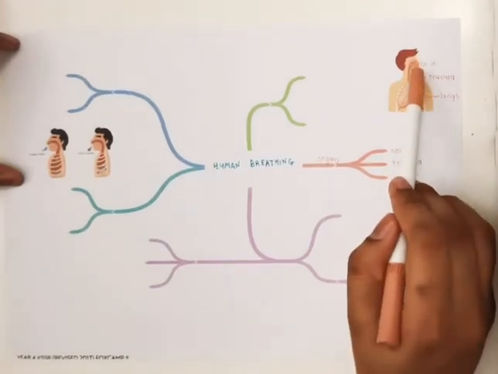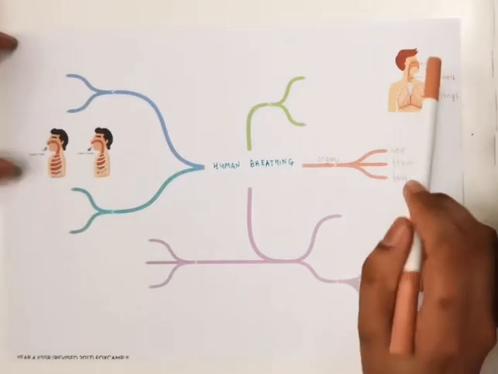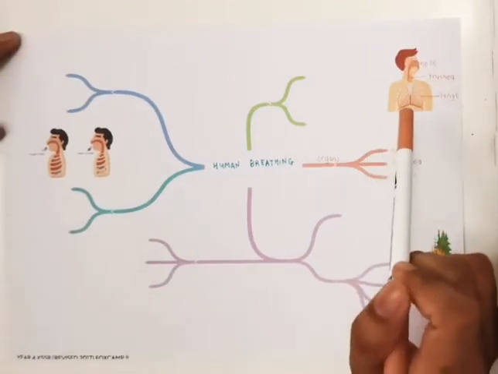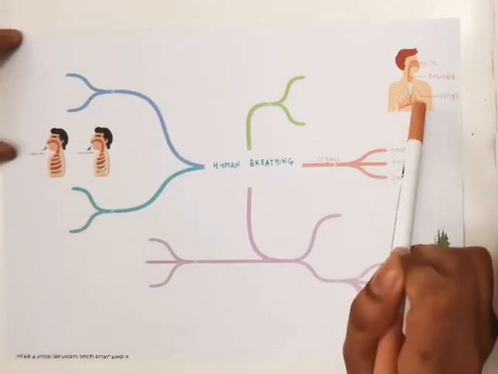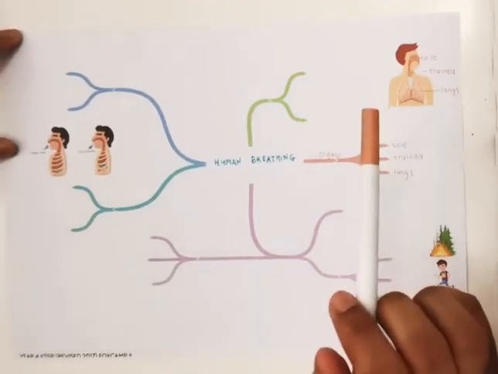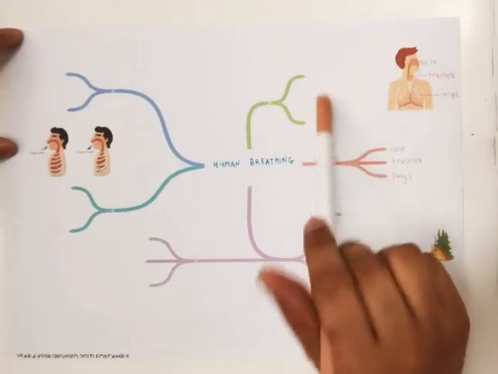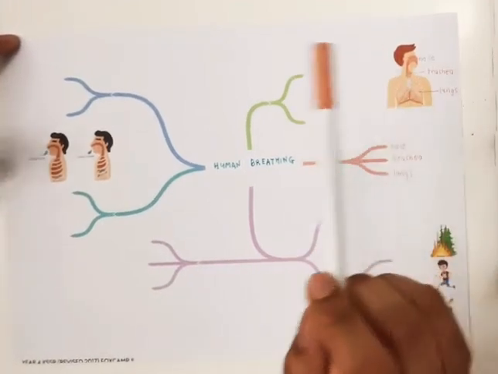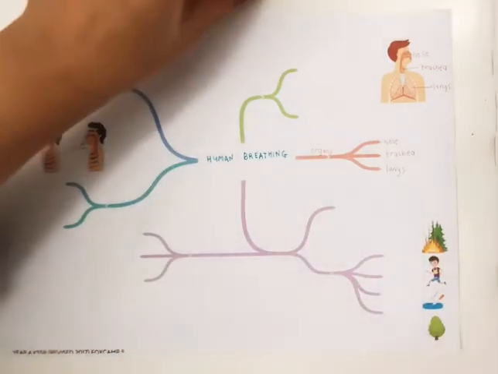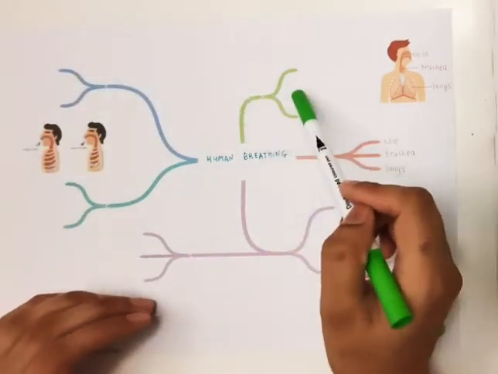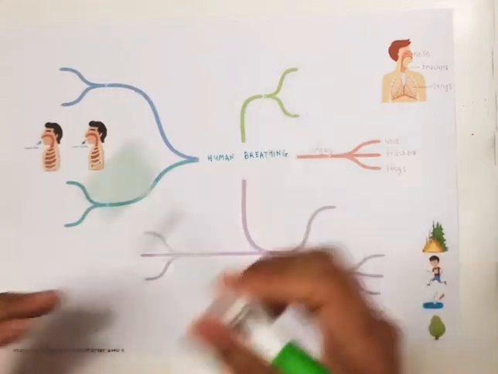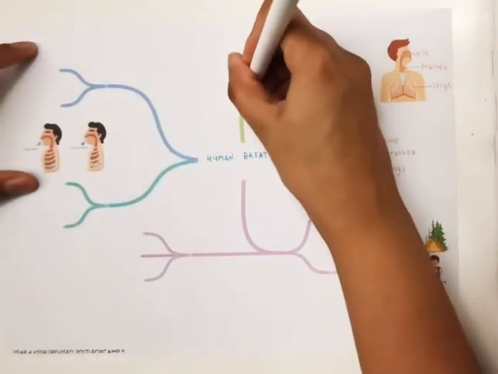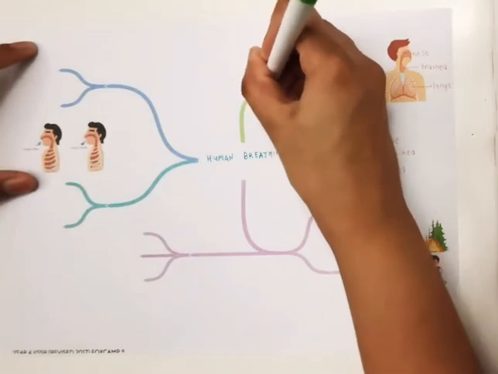Okay, so this part here, as you can see, this is your nose, this long track here is your trachea, and this is your lungs. Okay, next would be how is the process during inhalation and exhalation when you are breathing in or you are breathing out. So move on to the green branch over here. You're going to write up here the process that are involved. So this would be your process.